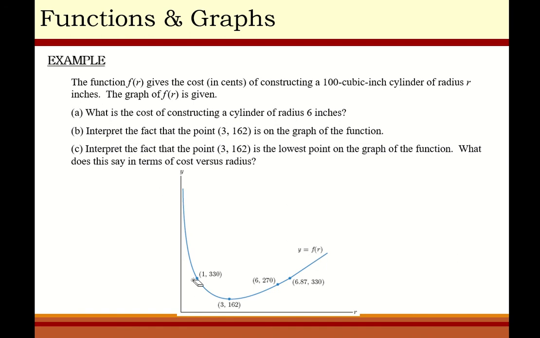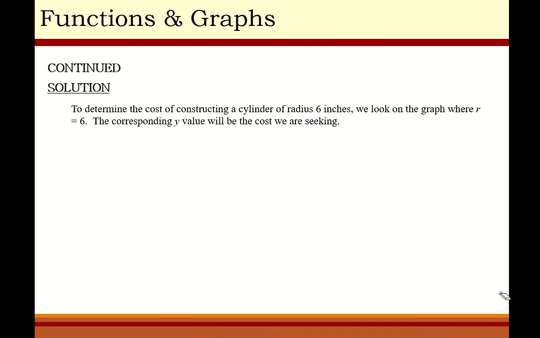If you look at the picture here, this is our function graph, where this is 1, 330, this is 3 and 162, this one is 6, 270, 6.7, 330. In general, the equation of the graph is y equal to f sub r. So take note, this is our r, the first number of the ordered pair, and this is our y. The number 3 here stands for the abscissa, which is r, and 162 is the ordinate, which is y.